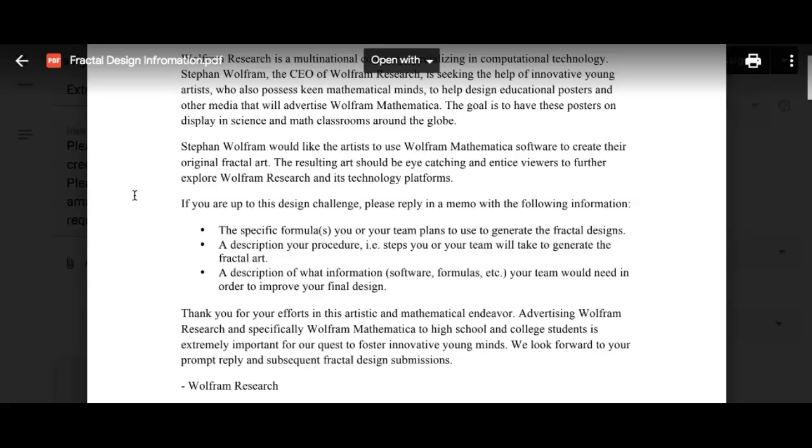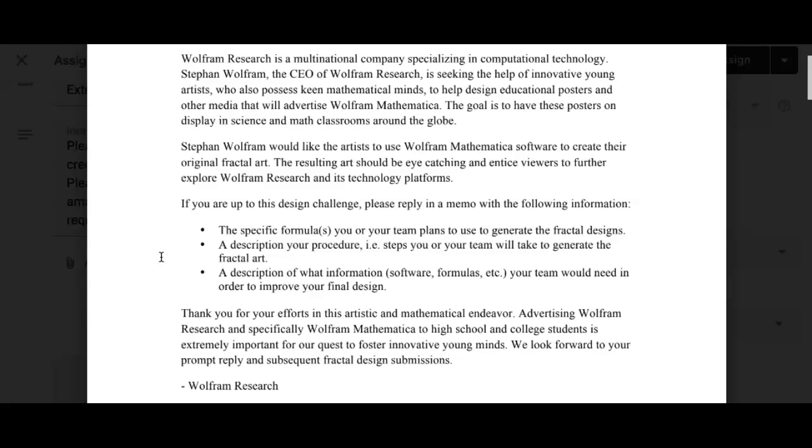If you are up to this design challenge, please respond to this memo with the following information. Now, you guys don't have to write back Wolfram Mathematica. This would be something that students would do if we actually did this assignment in class.